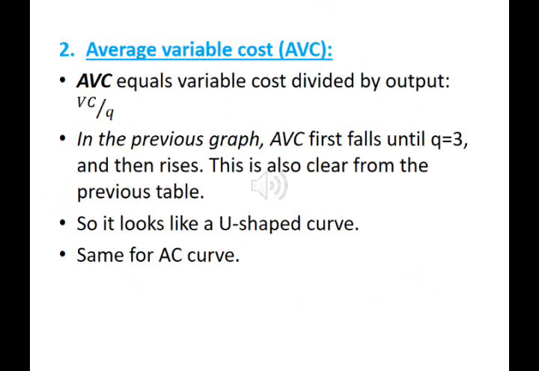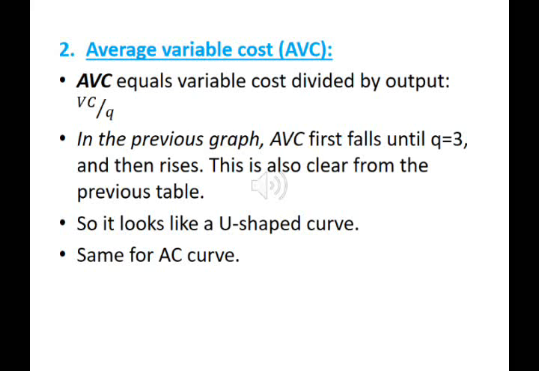Now we're going to move to the second component of average cost, which is average variable cost. So average variable cost is equal to variable cost divided by Q, okay? If we look back to the previous graph, we'll see that the average variable cost curve looks like a U-shaped curve. So until Q equals 3, this average variable cost curve is decreasing. After Q equals 3, it will be an increasing curve. So it will first fall, and then it is going to rise. So it looks like a U-shape.